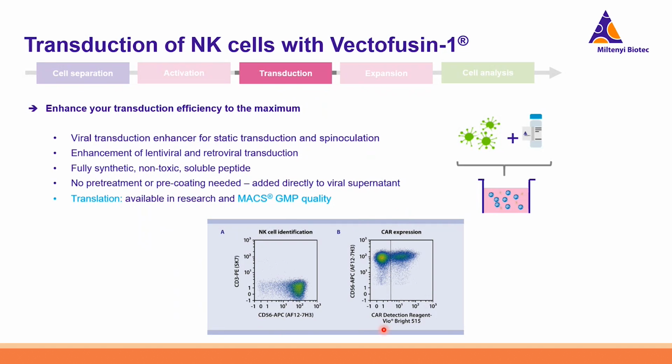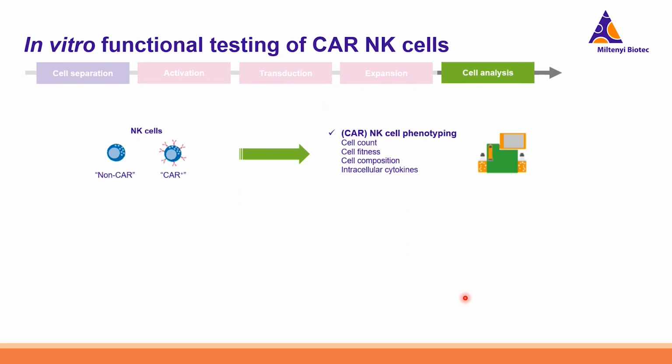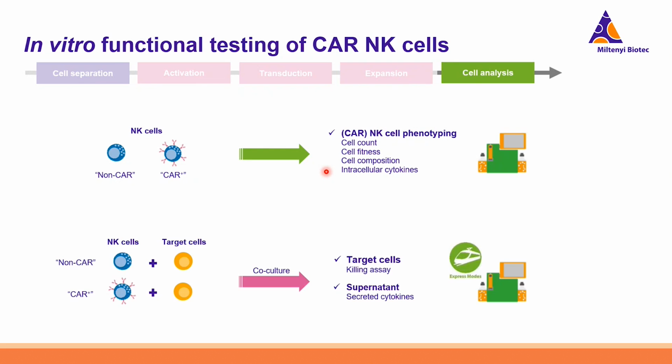And here you can just see another plot where NK cells have been efficiently transduced. And here you can see the CAR expression of the NK cells. And now to my final point, which is the cell analysis. Of course, at the end and throughout the process, you want to verify your NK cells and CAR NK cells. So the MACSQuant in combination with our reagents allows to define the cell count, to look at the cell fitness, the composition of the cells, and also to analyze the intracellular cytokines.